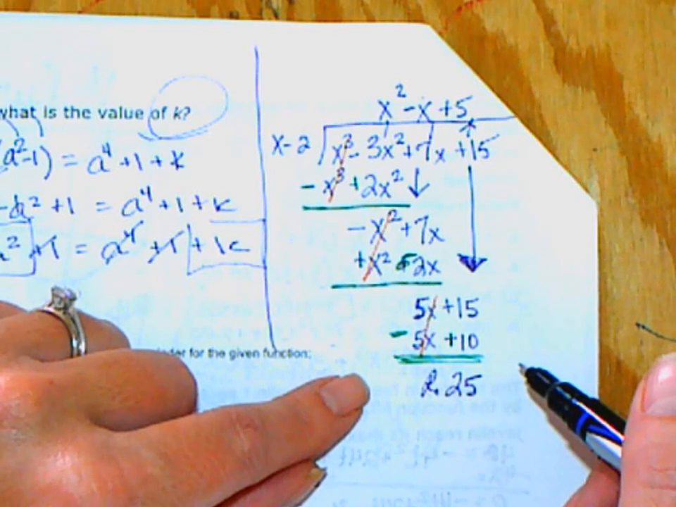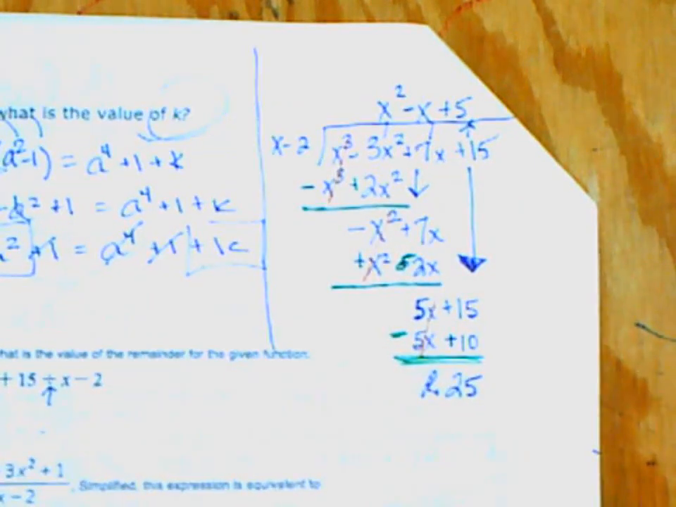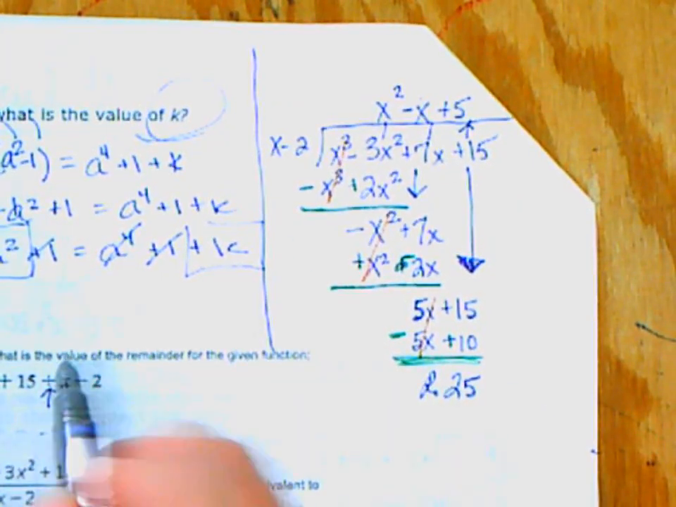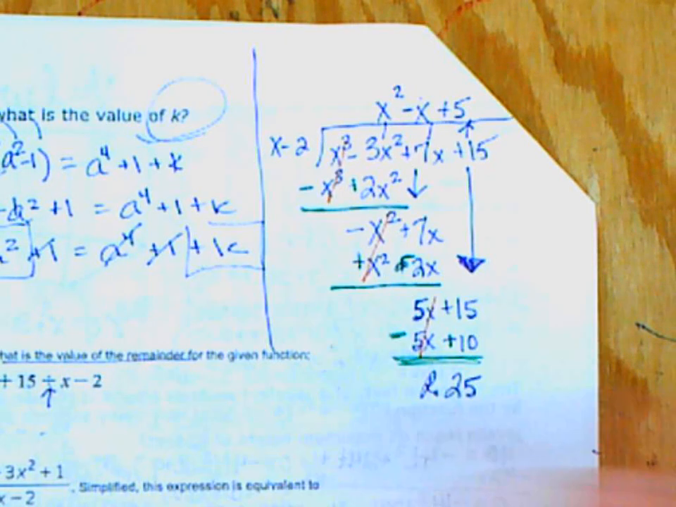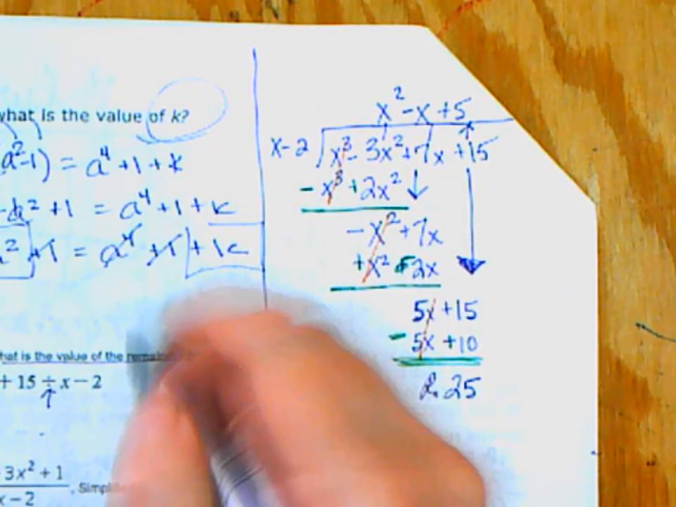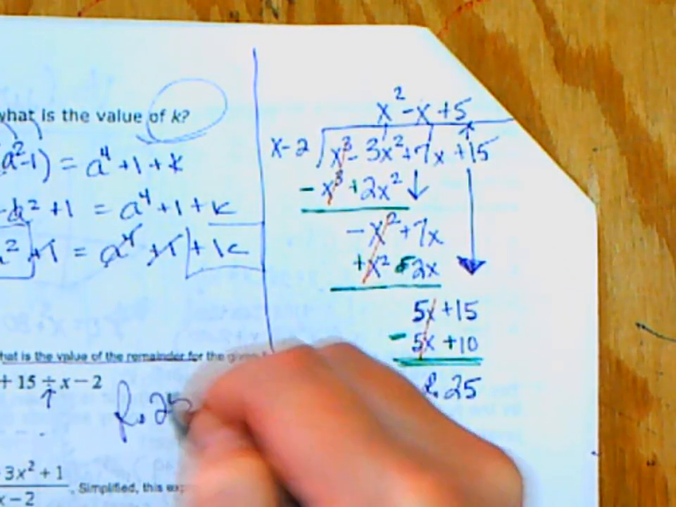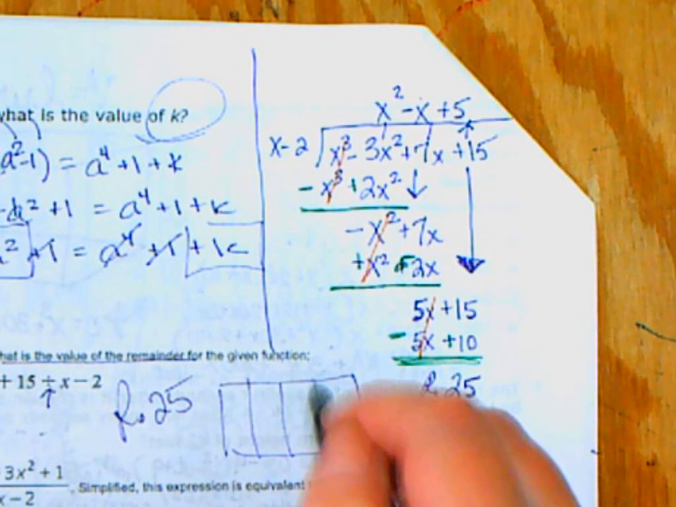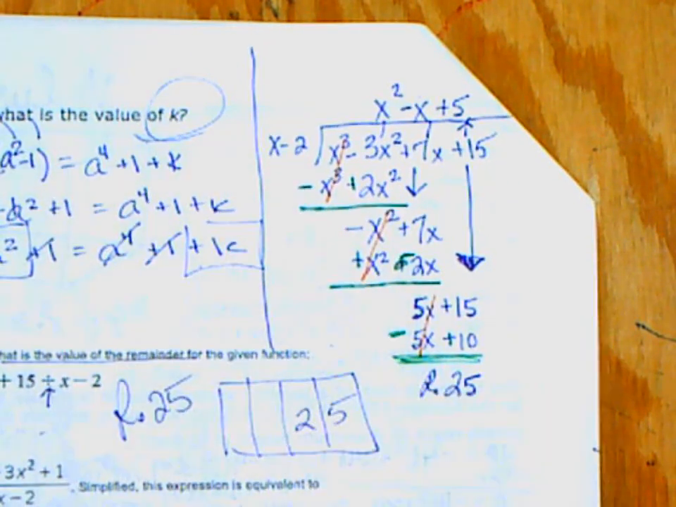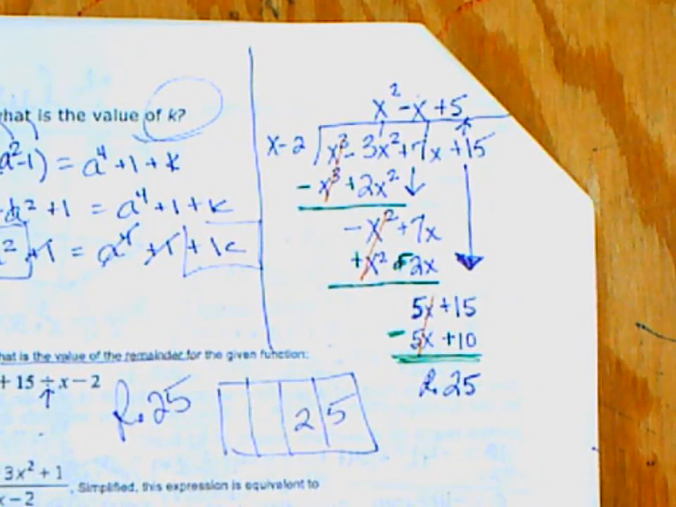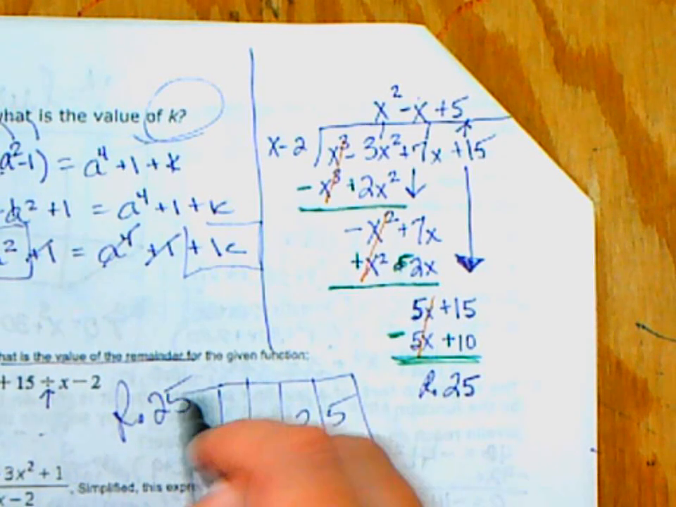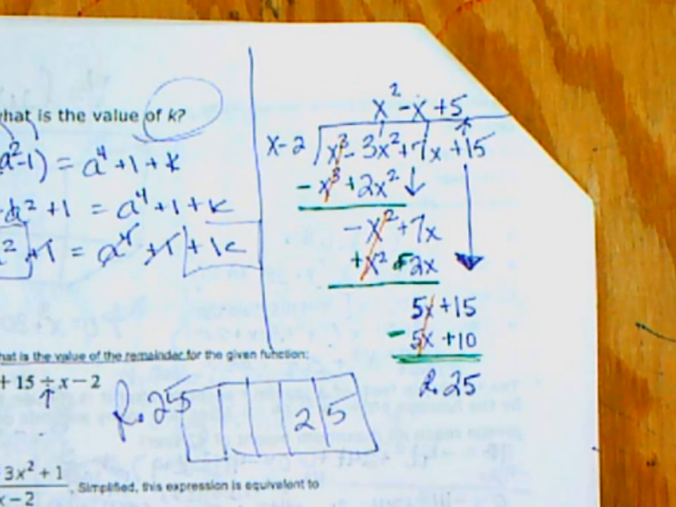Just depends. Is it multiple choice or what? But this question says, what is the value of the remainder? So we only have to say that the remainder is 25. I'm sure that would be the one with the boxes, you know. Far left or far right, 25. Questions on that?